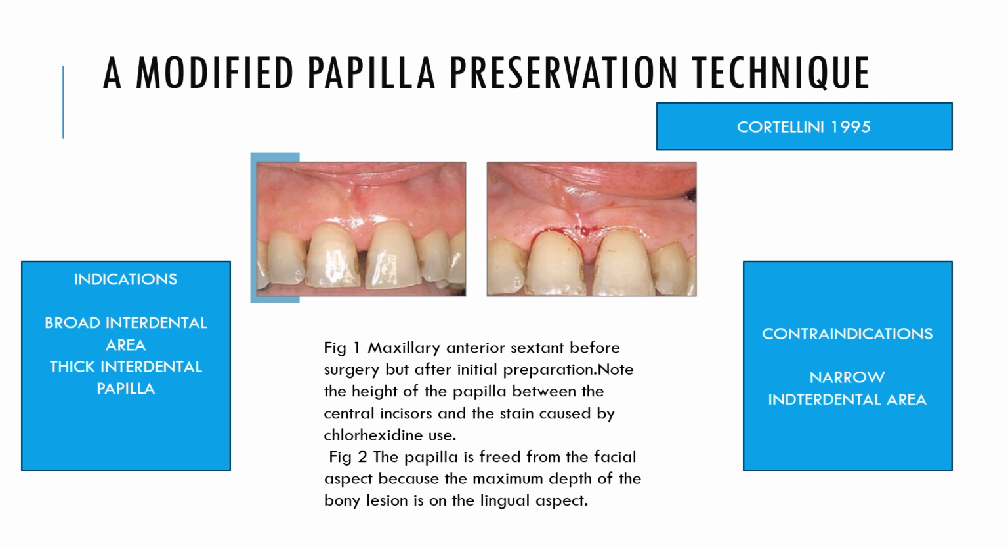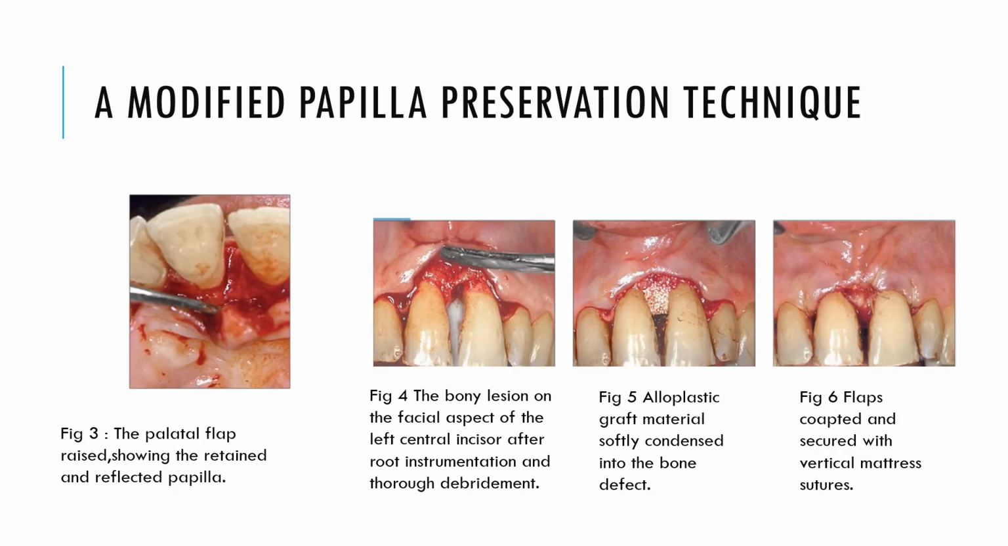Here, at the base of the papilla in the interdental space, a horizontal incision is made buccally and it is extended towards the palatal side. After placing the horizontal incision, an oblique releasing incision is placed in the alveolar mucosa and it is extended to the interdental papilla in a coronoapical direction.